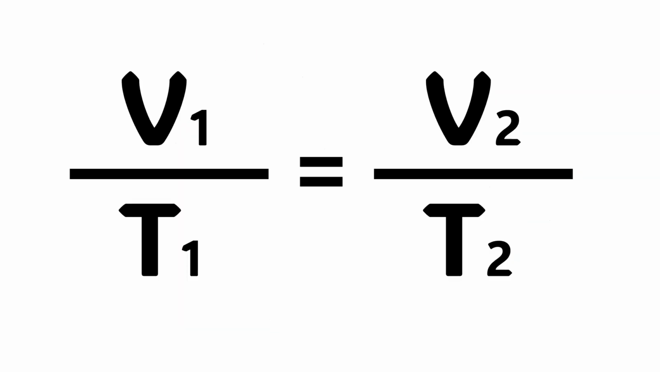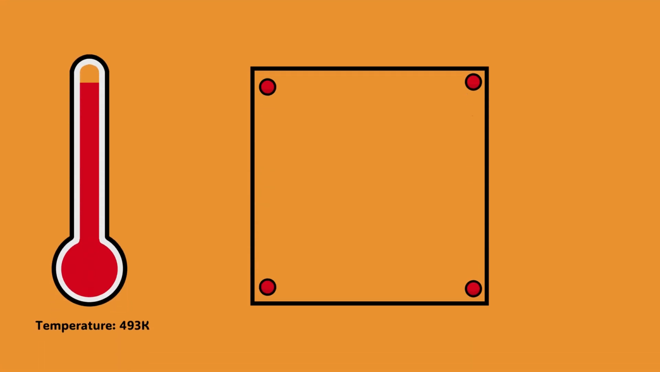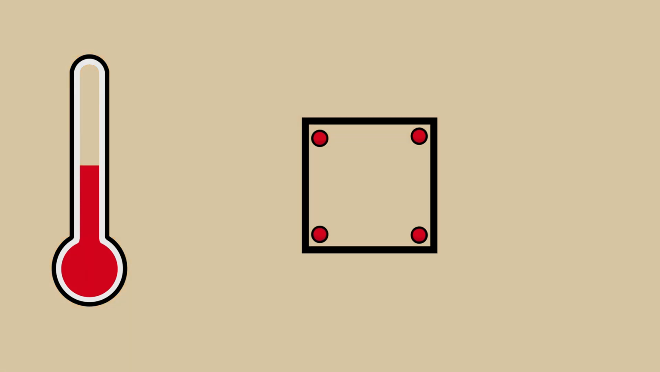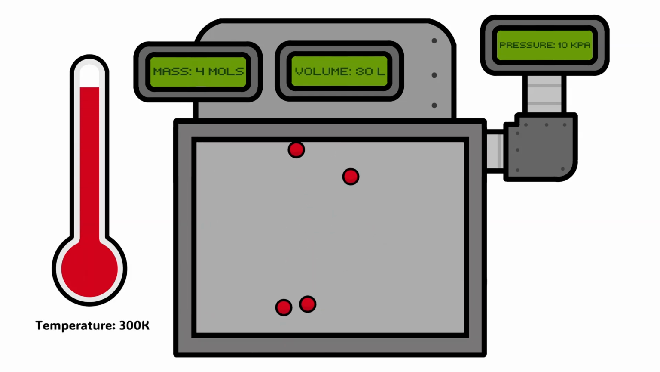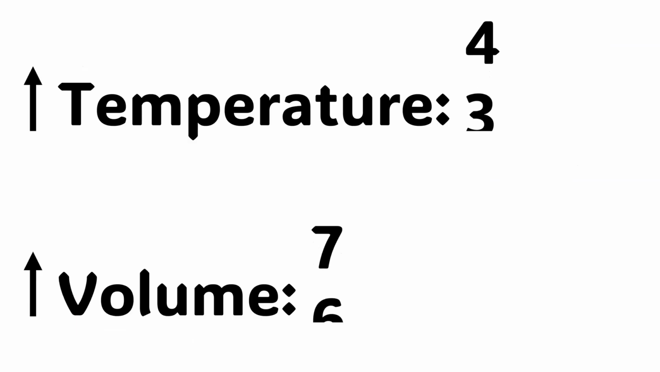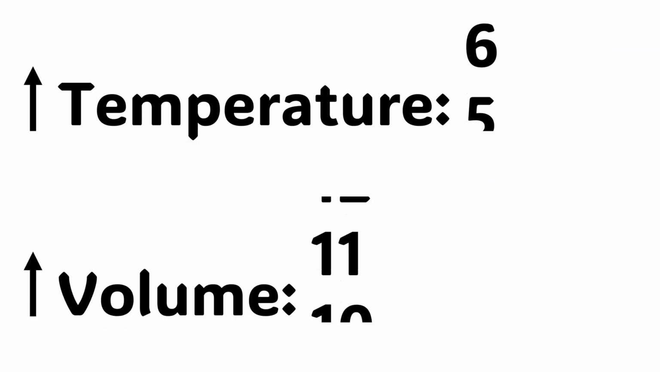Next, Charles's law states that as temperature increases, so does the volume, or the space gases occupy. Heat it up, volume grows. Cool it down, it shrinks, as long as pressure is kept constant. Triple the temperature from 100 Kelvin to 300 Kelvin, the volume triples. As the gas molecules warm up, they occupy a bigger and bigger space.